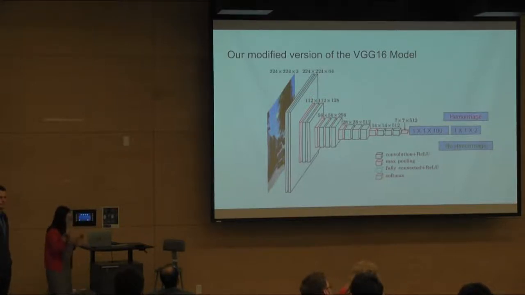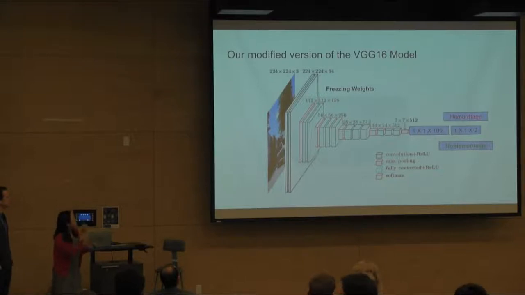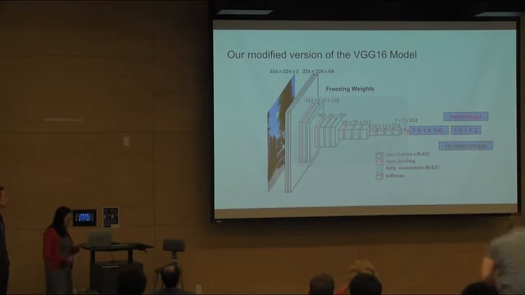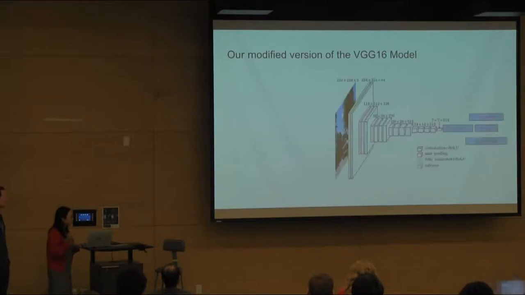And also we freeze all of the weights in those previous early convolutional layers just to make sure it can be trainable on our local machine. So this is how the data look like. And then we also prepare the images a little bit.